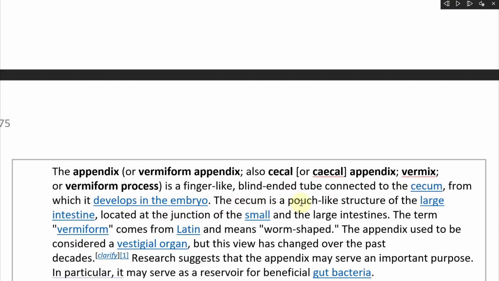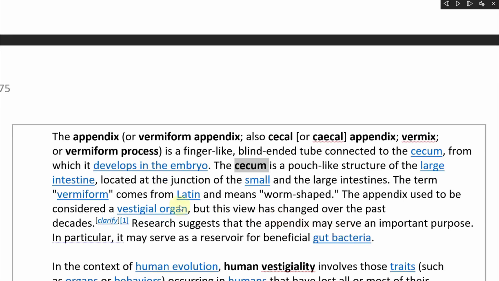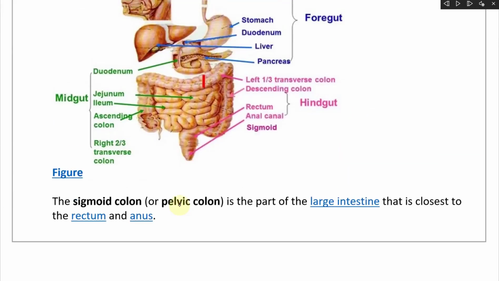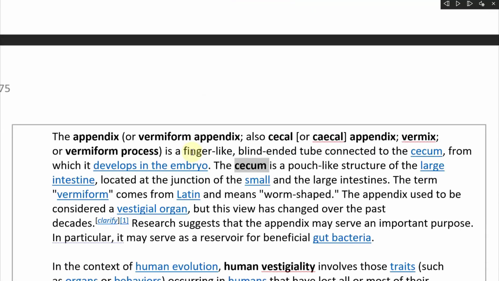And the cecum is, let's bold this right here, a pouch-like structure of the large intestine located at the junction of the small and large intestines. And we can see that right here. There's the cecum right here, the junction between the small and the large. And there's the appendix right there. And yes, very interesting. Let's continue further here. The cecum is a pouch-like structure of the large intestine located at the junction of the small and large intestines.